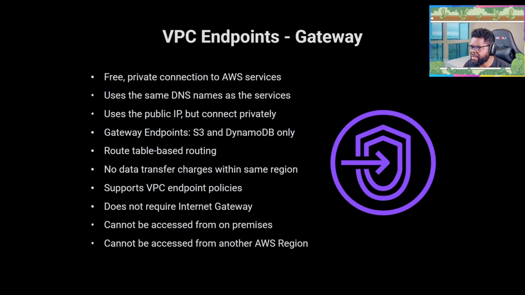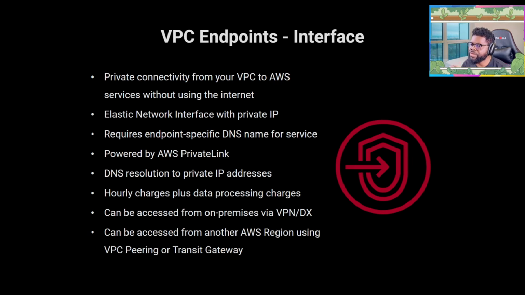Supports VPC endpoint policies. It doesn't require an internet gateway, meaning you don't need to be on the internet for that to happen, right? So it cannot be accessed from on-premise. Obviously, that's one of the limitations the gateway will have. You can solve that using interface endpoints, but that's an advanced subject, right? Cannot be accessed from another AWS region, yes, because gateway is basically just your gateway to DynamoDB or S3, right? If you really wanted to do cross-region stuff to your account, then that's when an interface endpoint comes in, okay? Which obviously takes us to the next topic because we really need to talk about both of them and see the difference, right?